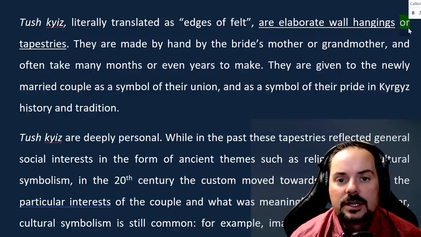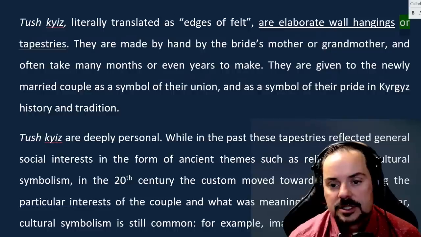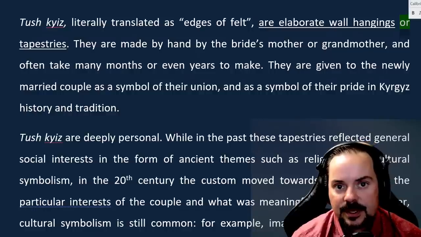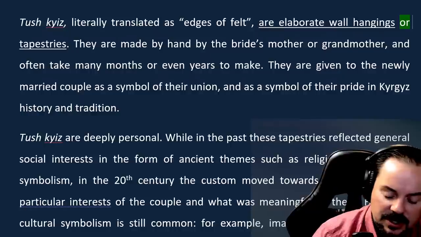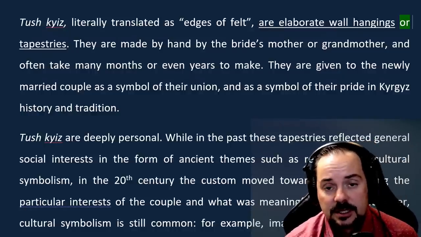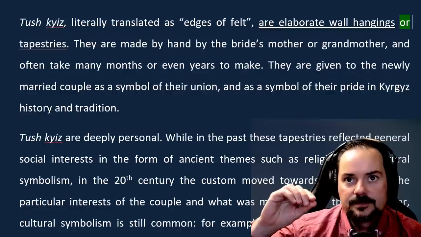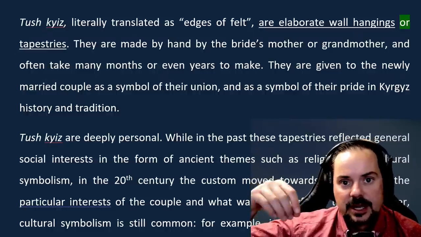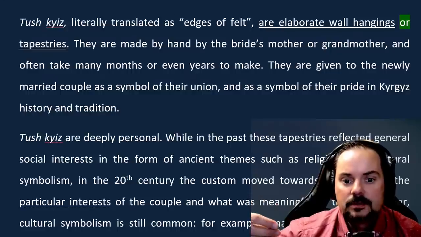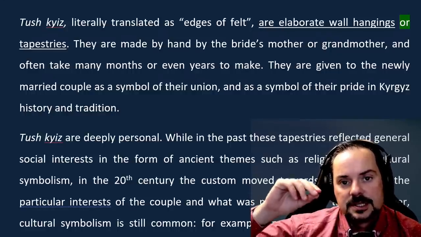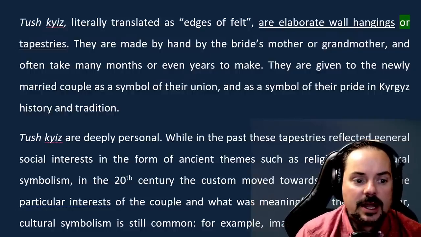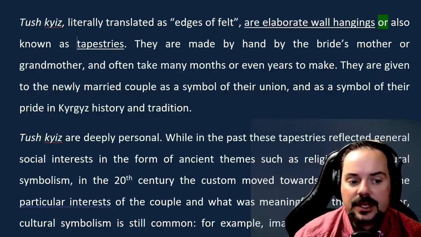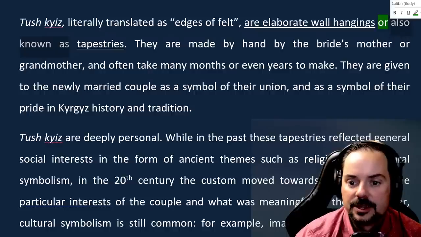In English, the or is kind of used like a comma. Sometimes we do this with a comma. Sometimes we use the word or to tell the reader that this is the definition, right? And sometimes we even will say something like this. So the reason I'm telling you this, Chayani, I'm telling this basically to everybody, is there are some ways that you can give a definition in speaking or in writing to help your reader or your listener understand you. So you have to learn these before your IELTS exam, because then you can see that, oh, that's the definition. So are elaborate wall hangings, or also known as tapestries, right? The also known as is understood by the reader.